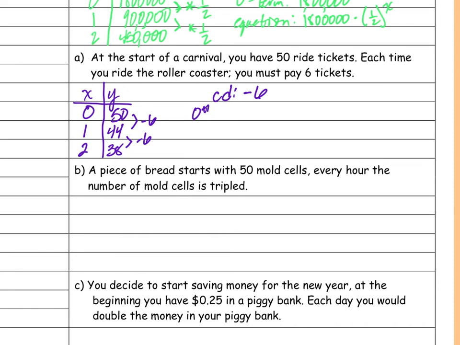And then my 0th term is 50. And because I have a common difference, I'm going to use the equation y equals mx plus b. Okay, so no timesing going on in here. And no exponents. So my equation is y equals -6x plus 50.